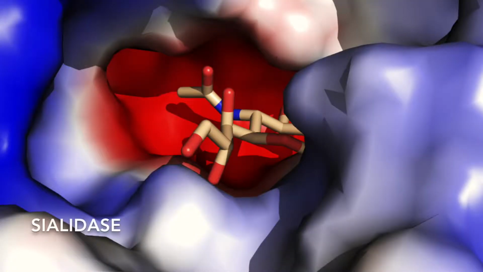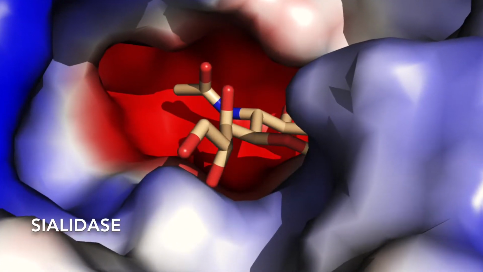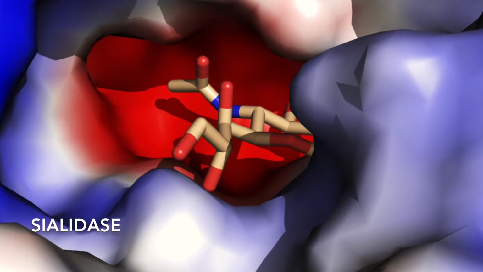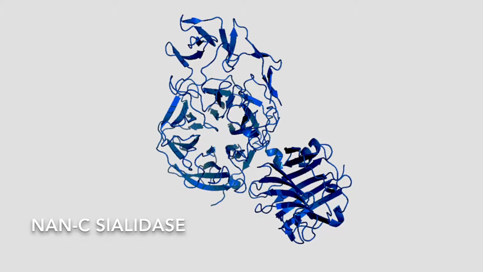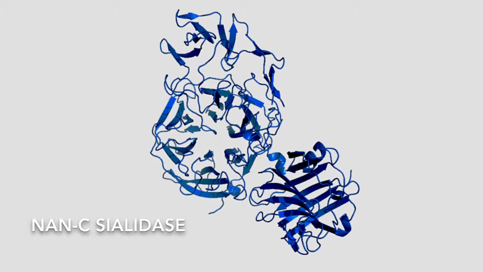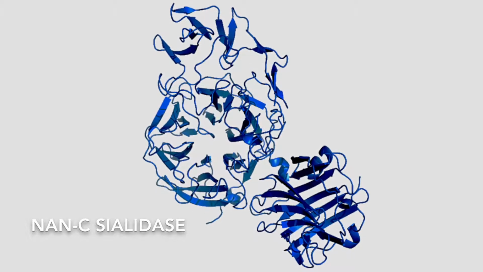Postgraduate researcher David Owen is interested in sialidase, also known as neuraminidases, which are found in viruses. The specific NanC sialidase that Mr. Owen studies acts within the lung.